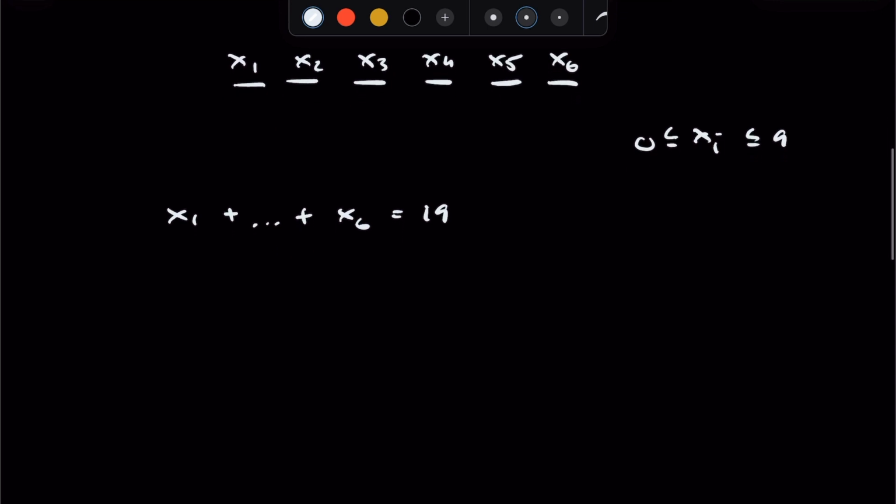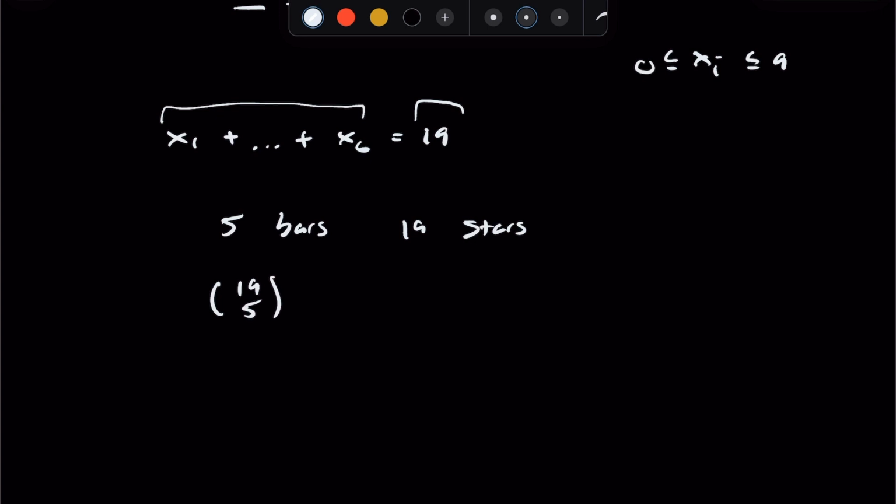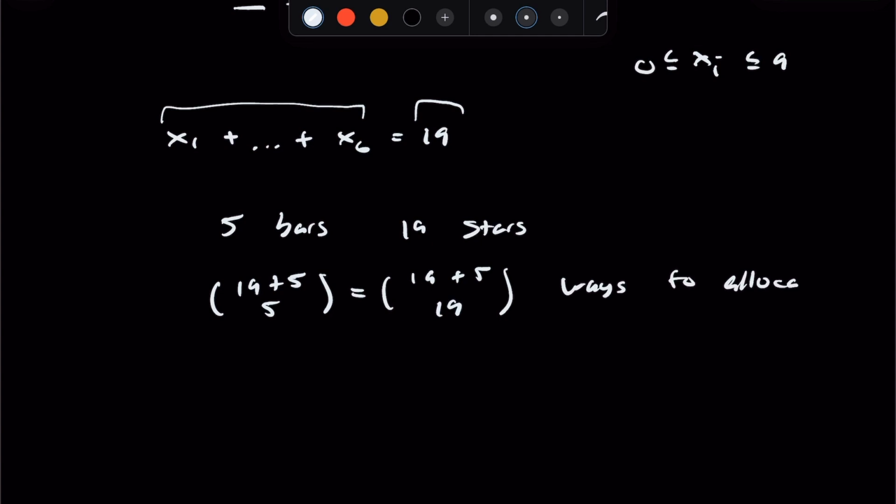We can apply the stars and bars technique to our expression right here, where we have x1 to x6 summing up to 19. We notice that we have 6 bins and 19 balls, or analogously, 5 bars and 19 stars. This means that there are 19 plus 5 choose 5, or 19 plus 5 choose 19 ways to allocate our sum of 19 to these 6 digits, x1 to x6.